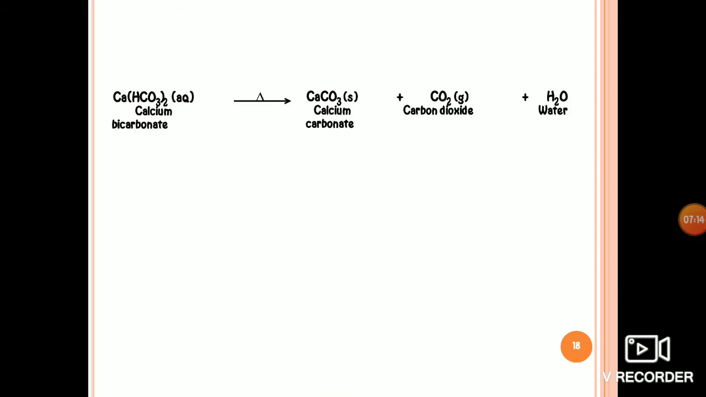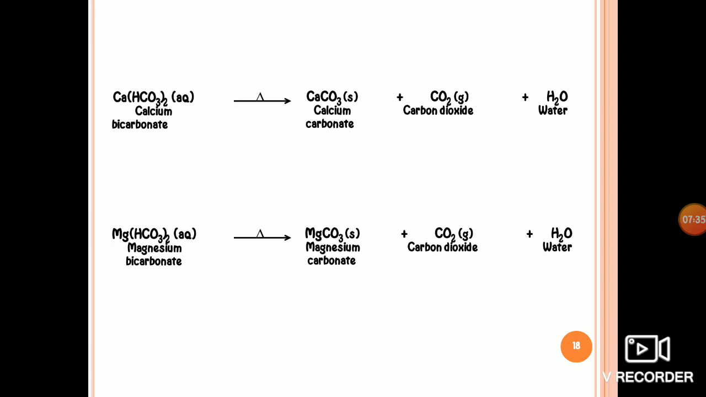Like when calcium hydrogen carbonate is heated, it forms calcium carbonate in solid form, carbon dioxide gas and water. And after that, if we filter it, we will get calcium free water. Similarly, when magnesium hydrogen carbonate is heated, it forms magnesium carbonate in solid form, carbon dioxide gas and water. And after that, if we filter it, we will get magnesium free water.